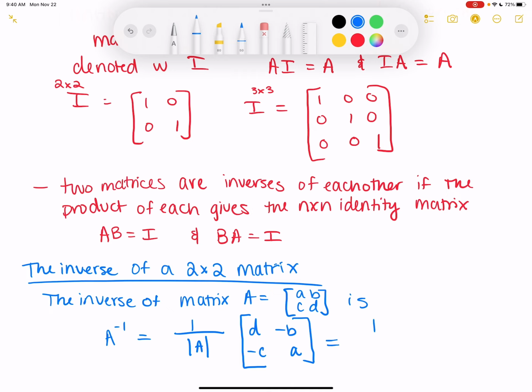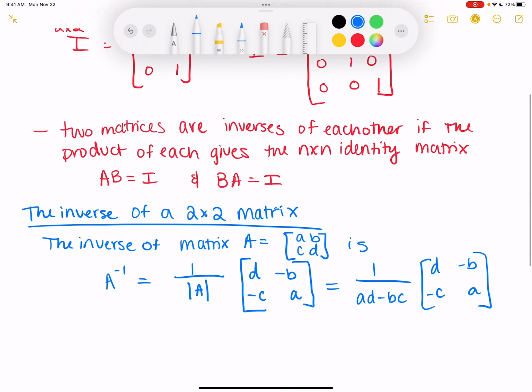So what you have is 1 over AD minus BC. Remember, when you take the determinant, you're taking it of the actual matrix A, not this changed thing. And then times D, negative B, negative C, A. All this is doing is multiplying by a scalar. You're not multiplying two matrices together. And this is obviously provided the determinant of A is not equal to 0.